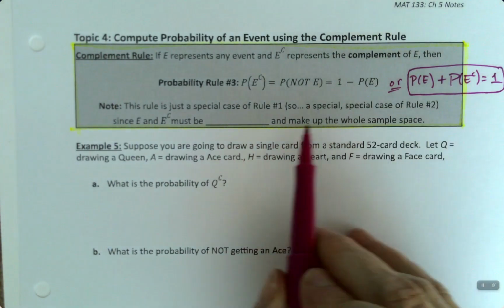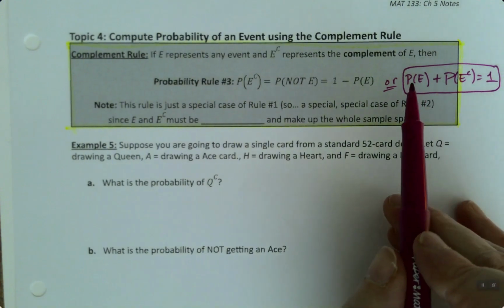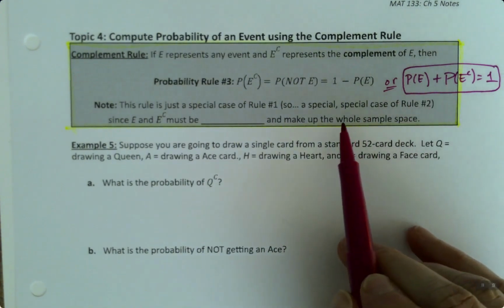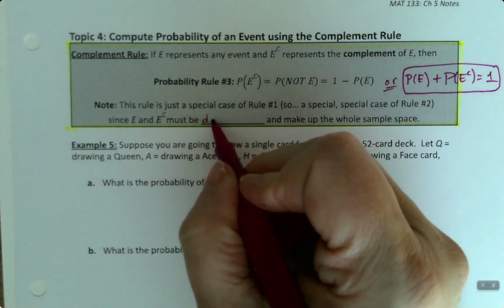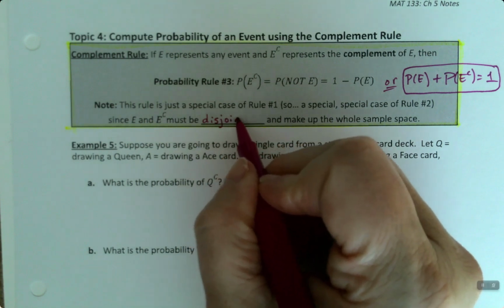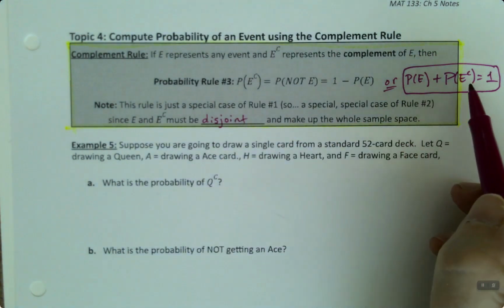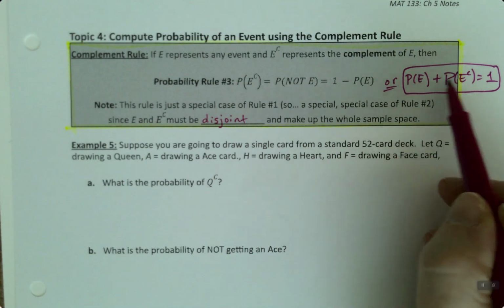Because the event E and its complement have to make up the whole sample space, they're disjoint. There is no item in the sample space that is not included in either E or E complement. So they cover the entire sample space, so they have to add up to 100%.